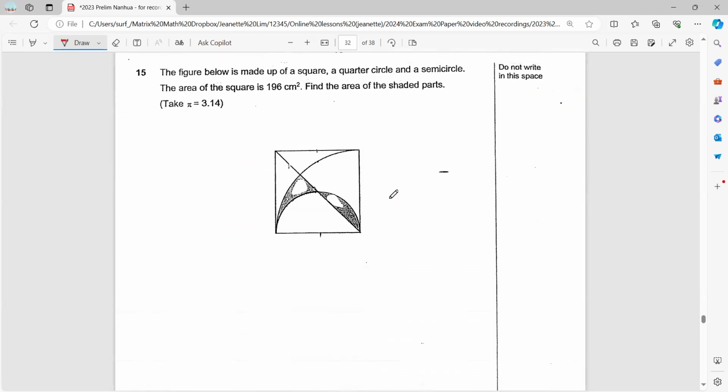Question 15. Figure below is made up of a square, a quarter circle, and a semicircle. Area of the square is 196. Find the area of shaded parts.